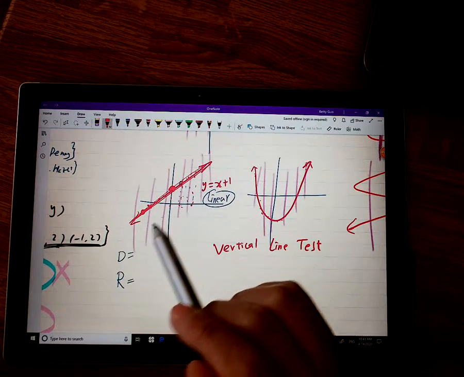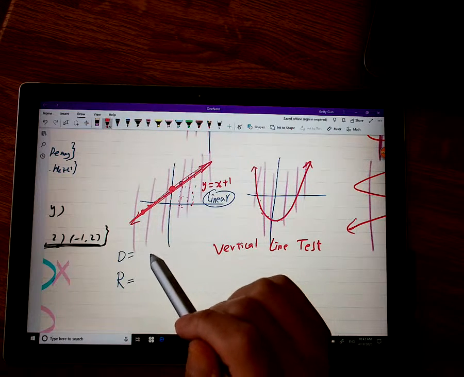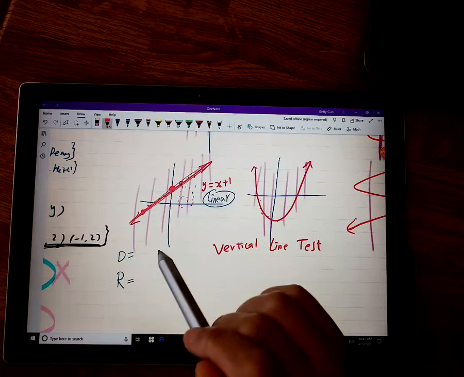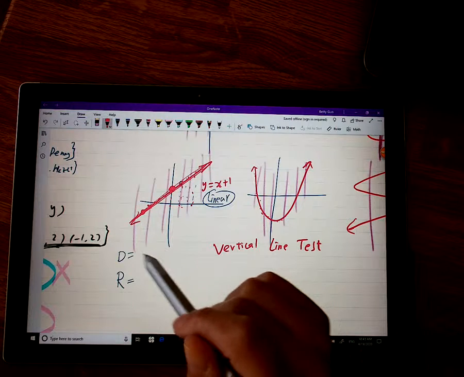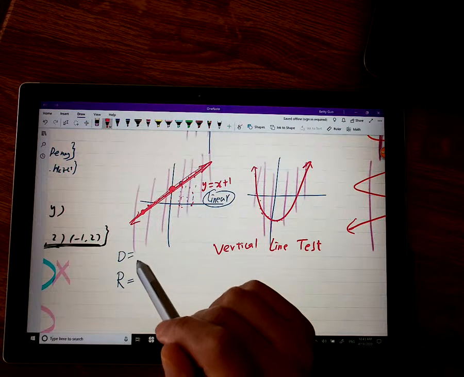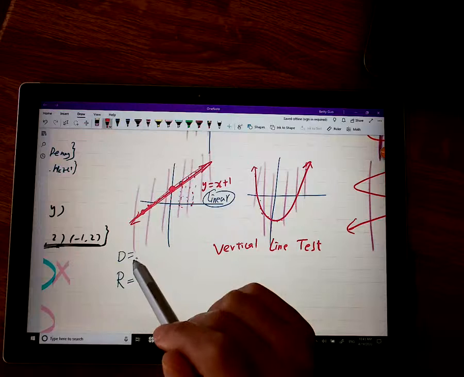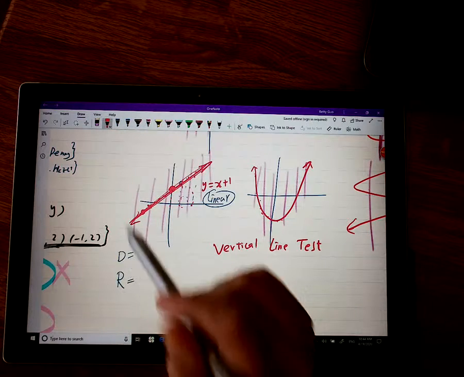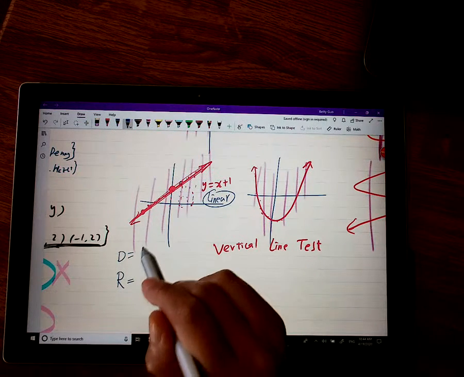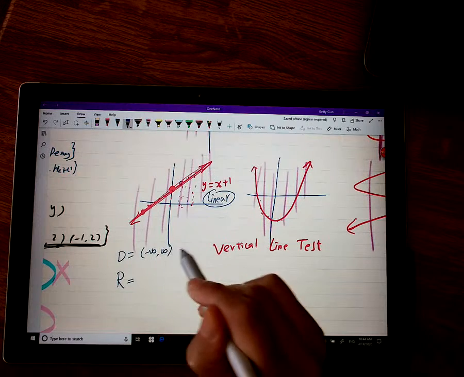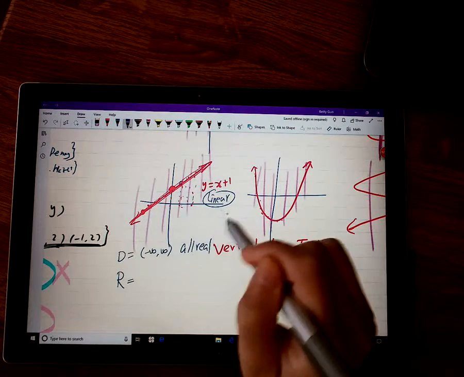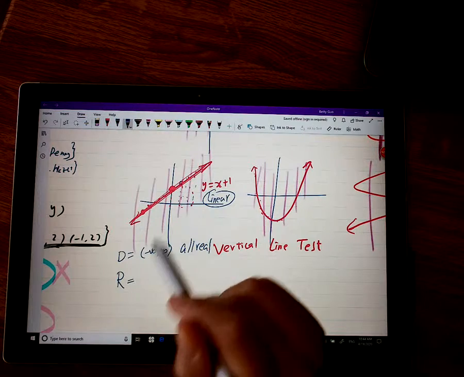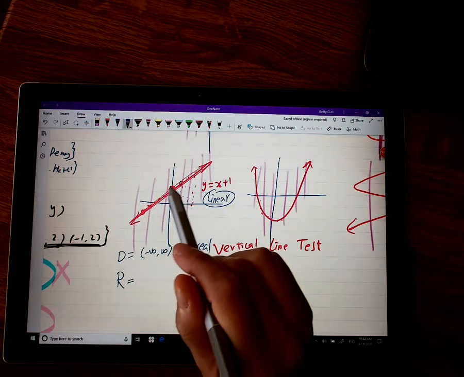So what's the domain? Do we have a finite domain or infinite domain? The domain is infinite. It has infinitely many, uncountably many numbers in it, okay? So the domain actually is all real. All the real numbers. That's the domain. And what about the range?